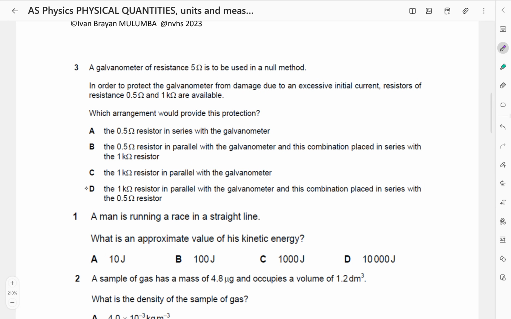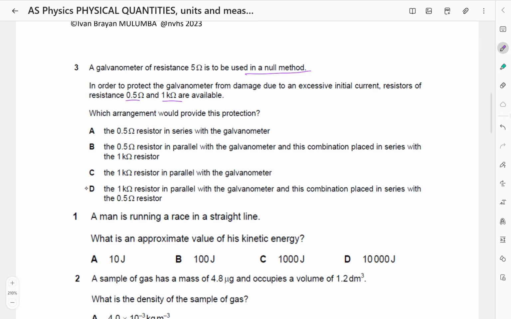A galvanometer of resistance 5 ohms is to be used in a null method. Remember, in the null method, a measurement is correct when the instrument reads 0. So the measurement will be correct when the galvanometer reads 0. In order to protect the galvanometer from damage due to an excessive initial current, resistors of resistance 0.5 and 1 kilo ohms are available. Which arrangement would provide this protection?